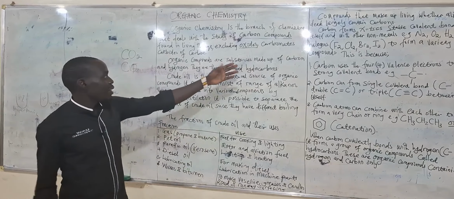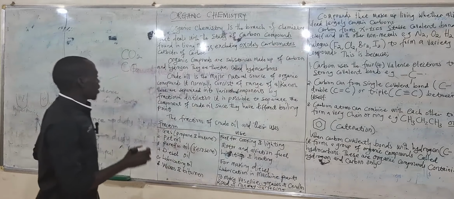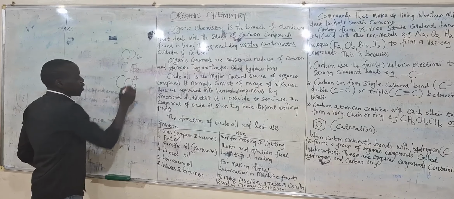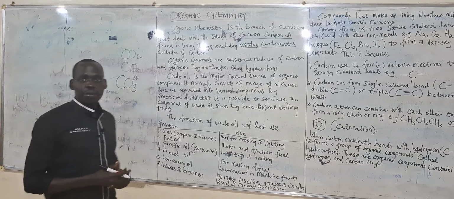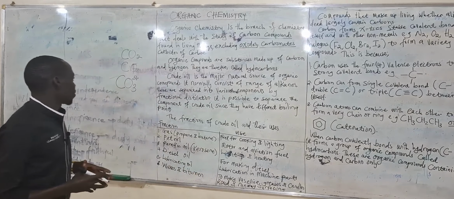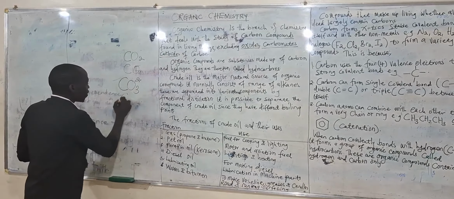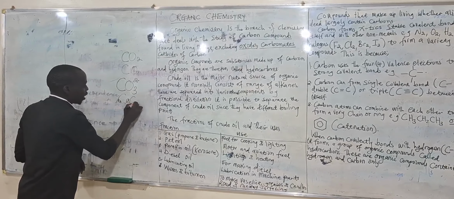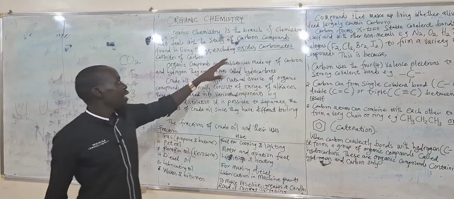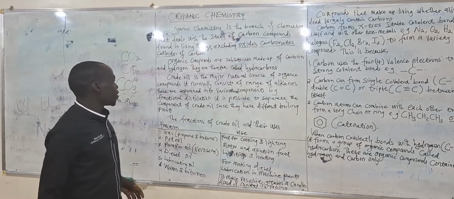Then also the carbonates of carbon. When we talk about carbonates, this is the chemical formula, carbonate. So we are not also going to talk about the carbonates of carbon. And also we are not going to talk about the carbides of carbon. One example of a carbide is calcium dicarbide. So we are not going to talk about the carbides, only the compounds found in living things.